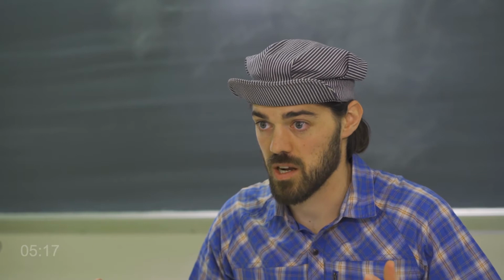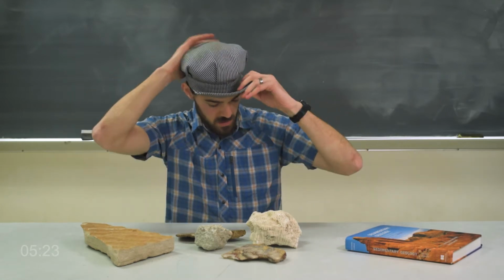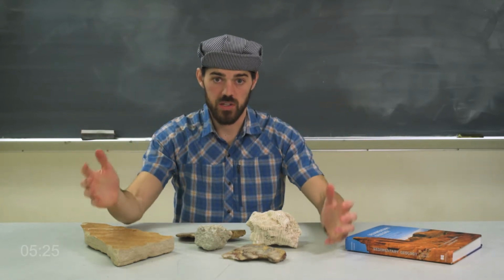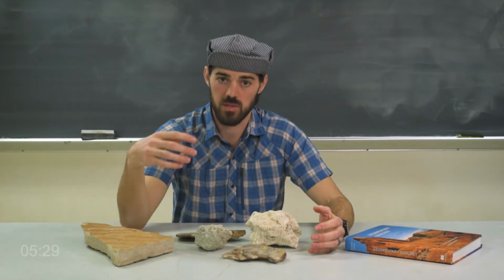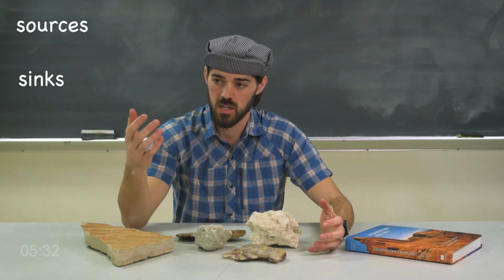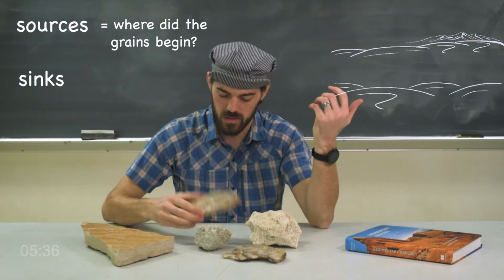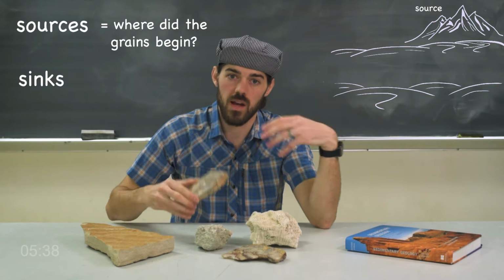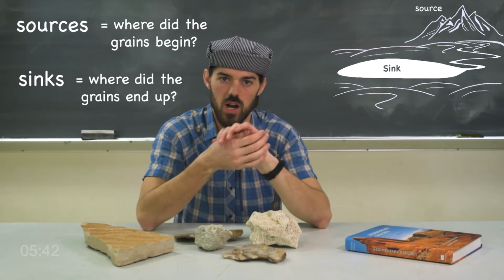I guess we should talk about how siliciclastic sedimentary rocks form. When geologists think about siliciclastic sedimentary rocks, they think in terms of sources and sinks. In other words, where did the sediments found in any given siliciclastic sedimentary rock start? And then where did they collect before they were lithified, or turned into a rock?